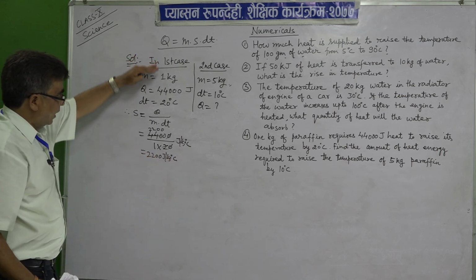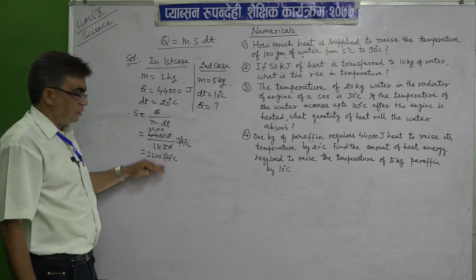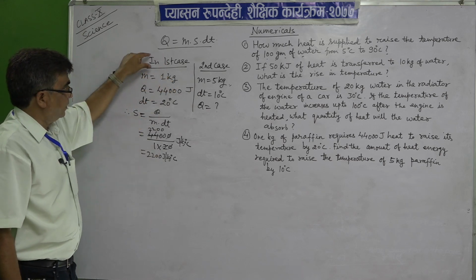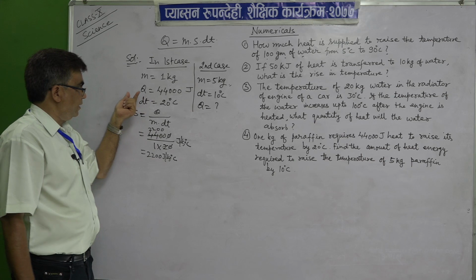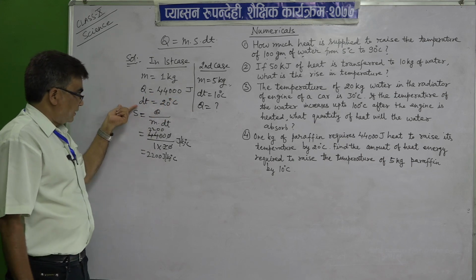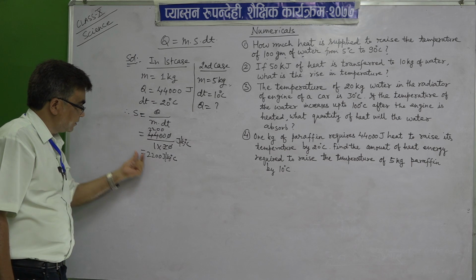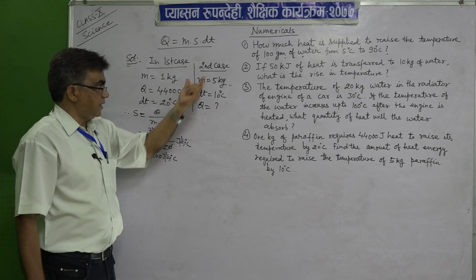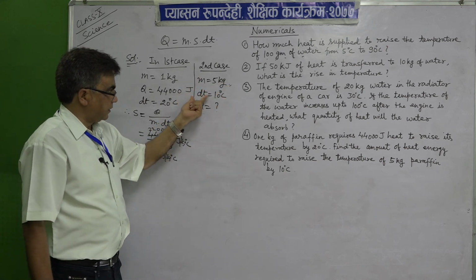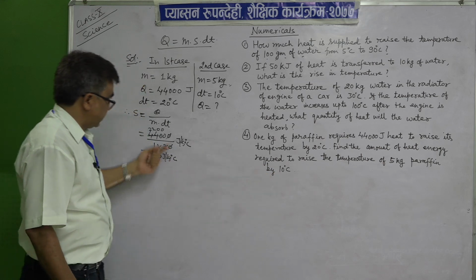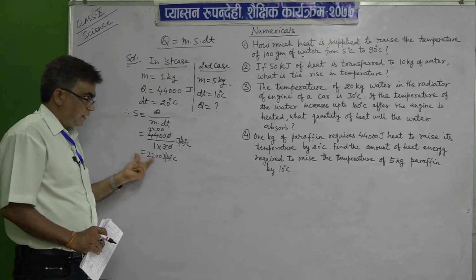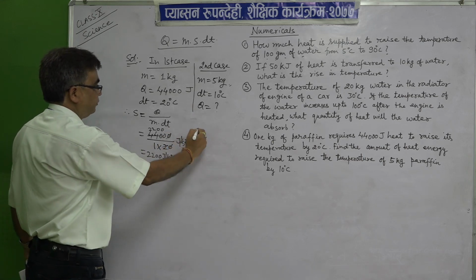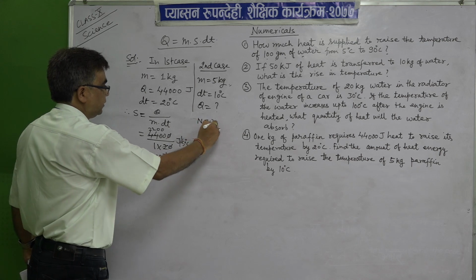So, up to here, you first do the solution. In the first case, from here you have to start. In the first case, m is 1 kg, q is 44,000 joules, dt is 20 degree centigrade. Therefore, S is this. Now, we have come to know the value of S. Now, in the second case, m is given as 5 kg, dt is 10 degree centigrade, q is asked, and S we have come to know. This S we will put here. Clear?